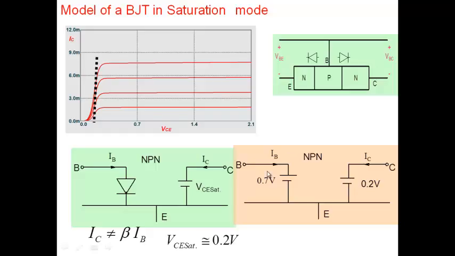How do you know whether this assumption is true? Check for IC divided by beta IB. If IC divided by beta IB comes out to be less than 1, then you've applied the right model. The model is fine. The transistor is indeed acting as if it's in saturation region here. Okay. If IC by beta IB doesn't come out to be less than 1, then your transistor is not in saturation. It's probably in forward active. Okay.